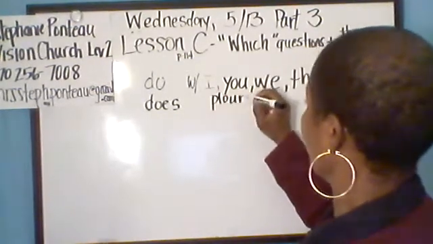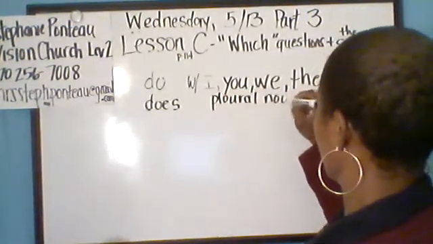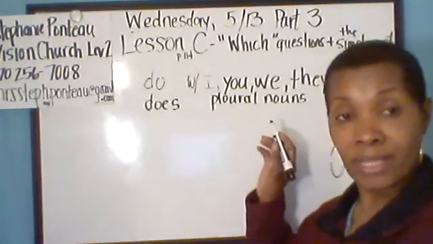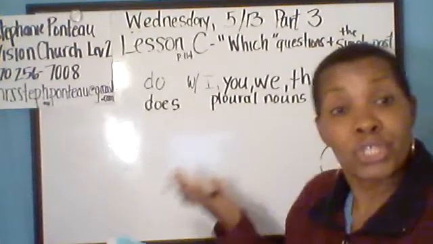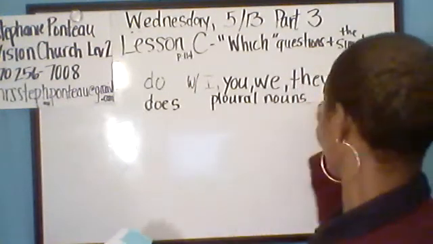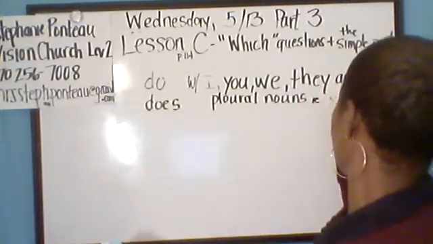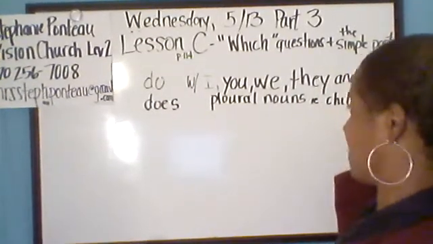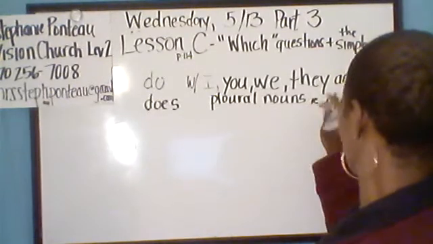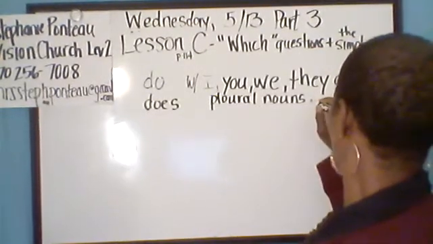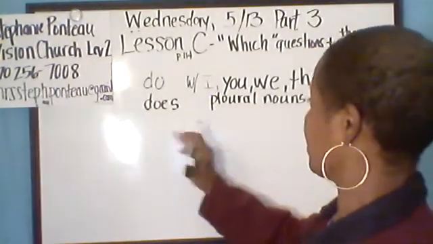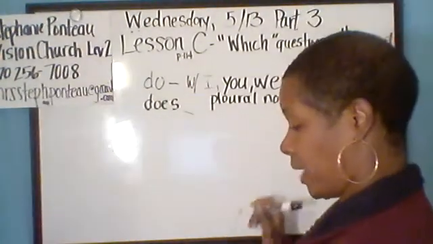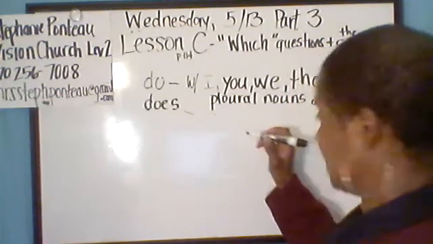So just write these rules in your notebook. And a plural noun would be like a noun that is for more than one thing, like children would be a plural noun because the word children is more than one child. So like that. That's just an example. And then for does, you would use does with he, she, it.